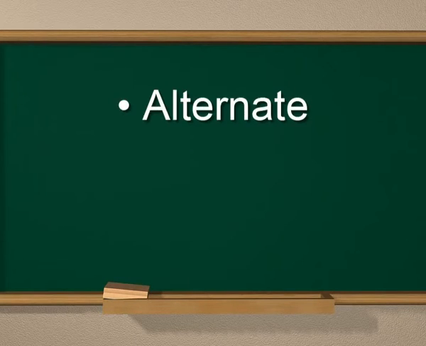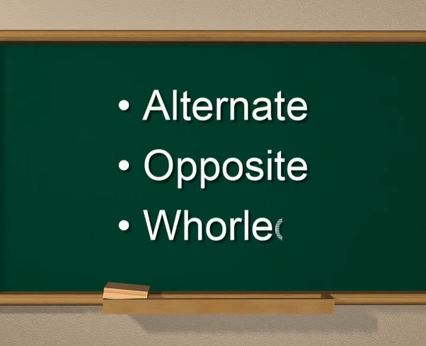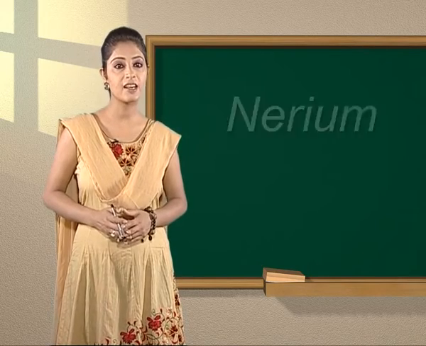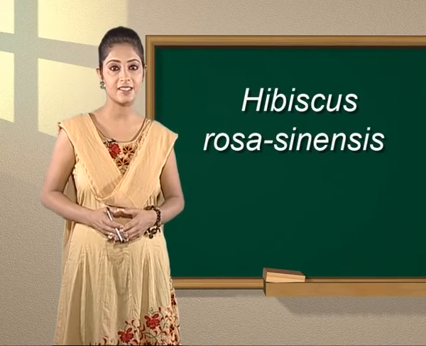Next question. List 3 types of phyllotaxy. Answer. Phyllotaxy is of 3 types: alternate, opposite, and whorled. Next question. Give an example of a plant that exhibits whorled phyllotaxy. The answer is, whorled phyllotaxy is present in Nerium. My next question is, what is the scientific name of China rose? Answer. The scientific name of China rose is Hibiscus rosa-sinensis.